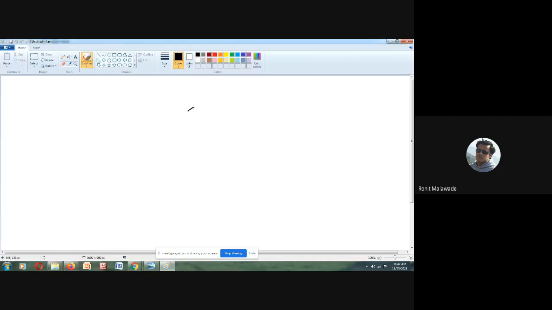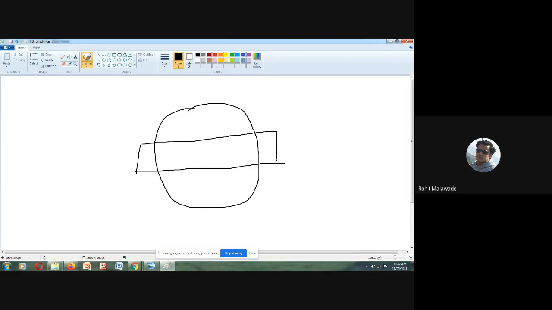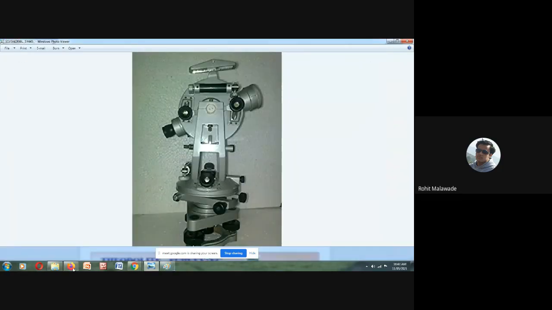Now this is your vertical circle, and this is your telescope. This is your eyepiece. You are making it exactly horizontal. Here the zero of your vertical circle is meeting with the zero of your vernier. So you need to keep it exactly at the horizontal position.